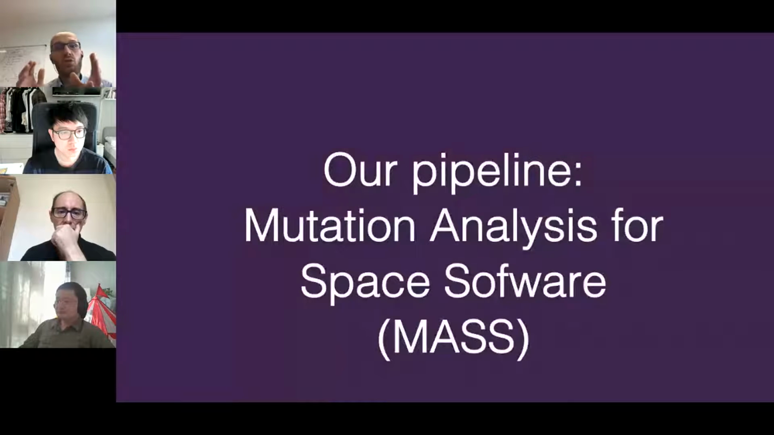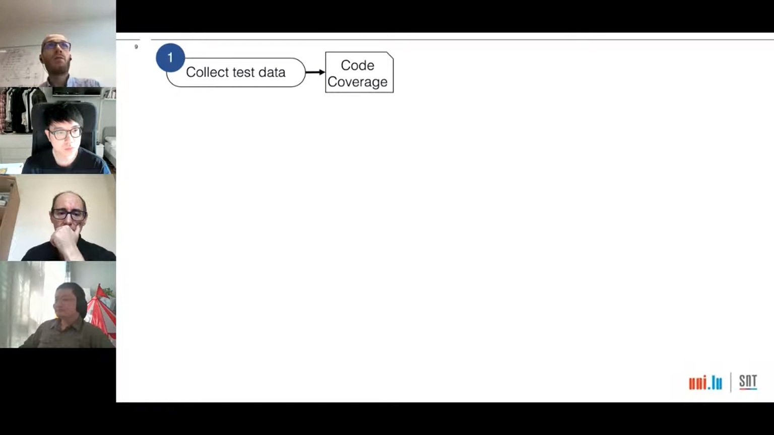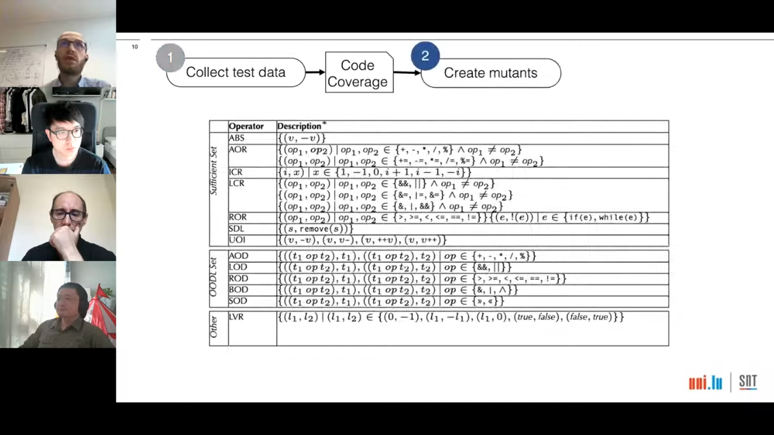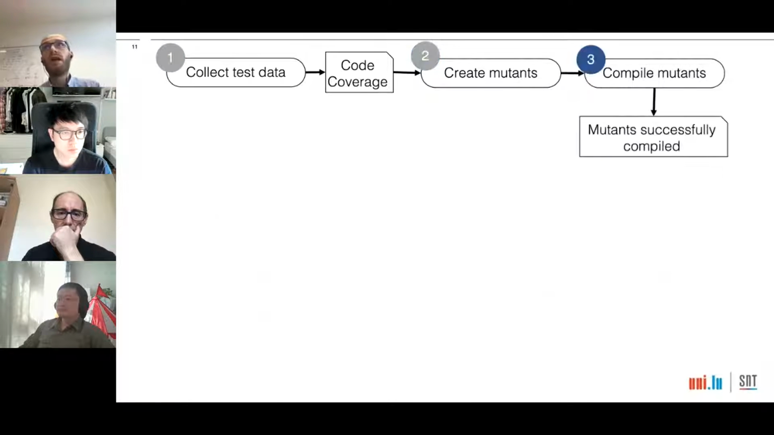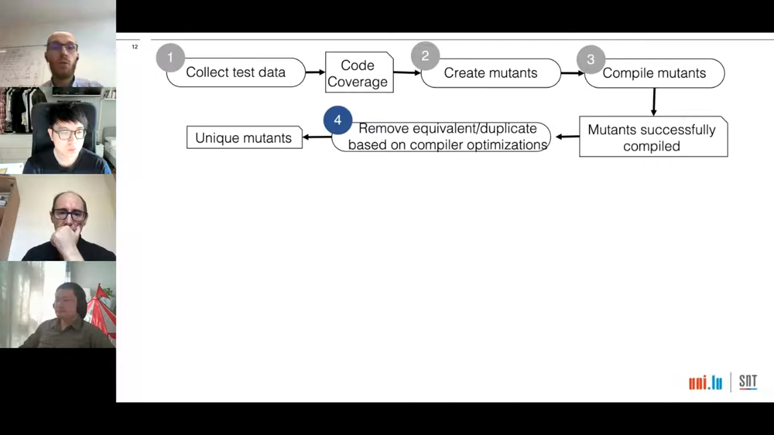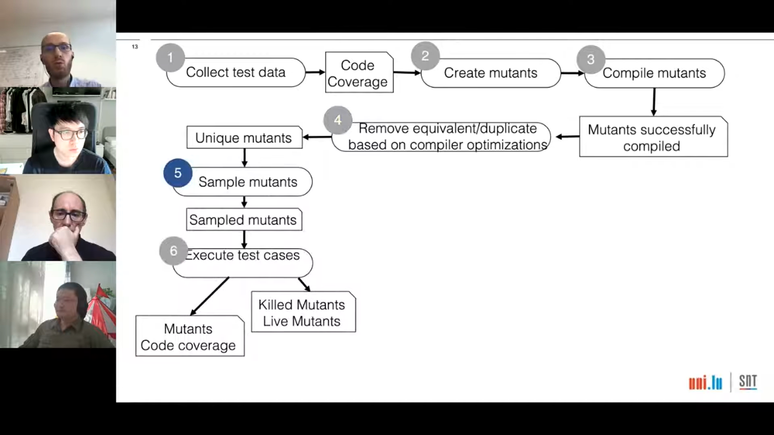So what we did was to develop a pipeline that we called mutation analysis for space software, MAS, and it integrates variations of existing approaches and new solutions. We start by collecting code for the software under test. Then we create mutants by relying on the operators indicated as effective in the literature. Then we compile mutants and we retain the mutants that are successfully compiled. And then we remove the mutants that are indicated as being equivalent and duplicate based on compiler optimization, which is standard practice. Then once we have these unique mutants, what we do is to sample mutants.